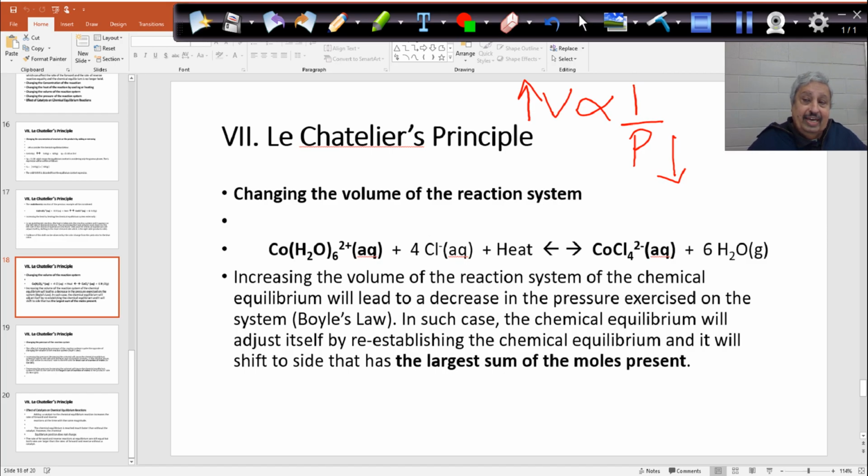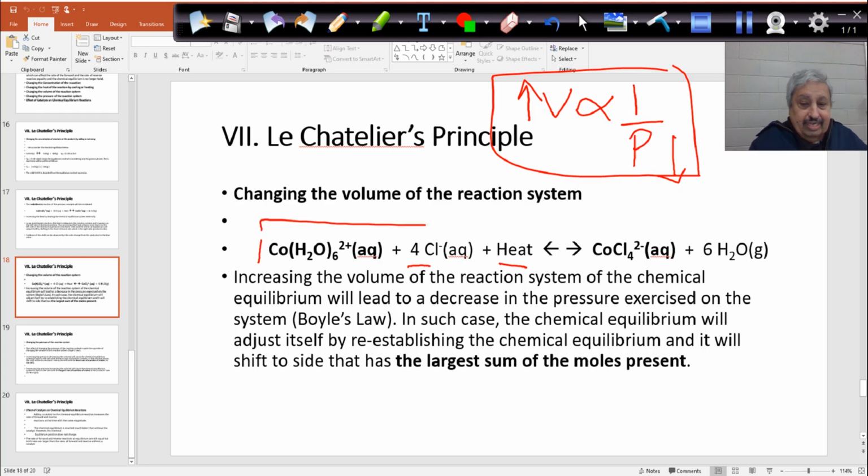So in this case, because this is inversely proportional, we go by the number of moles. We can't count moles for the heat, since heat has no number of moles. Here I have 4, here I have 1. So the sum of this is 5 moles. And here I have 1, and 6, so how many do I have? 7 moles.